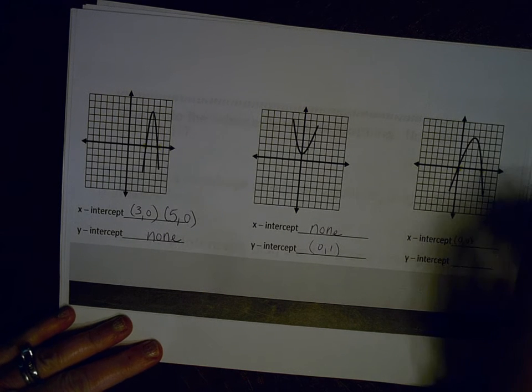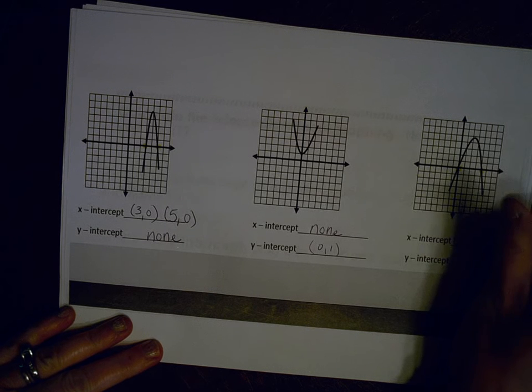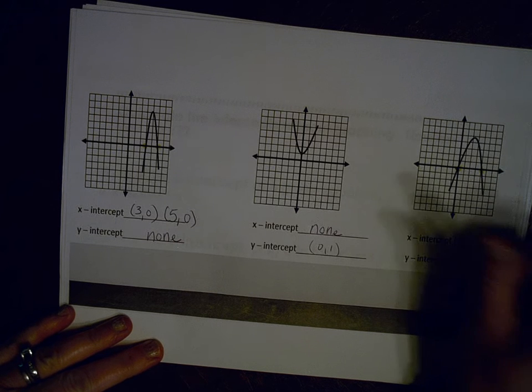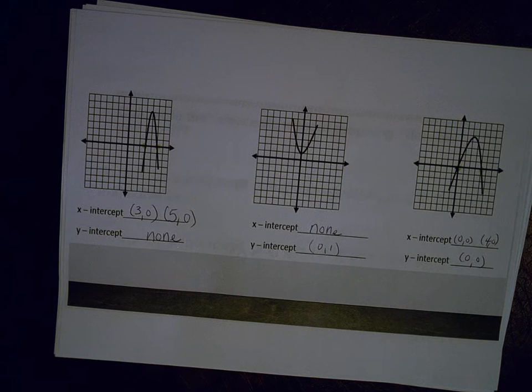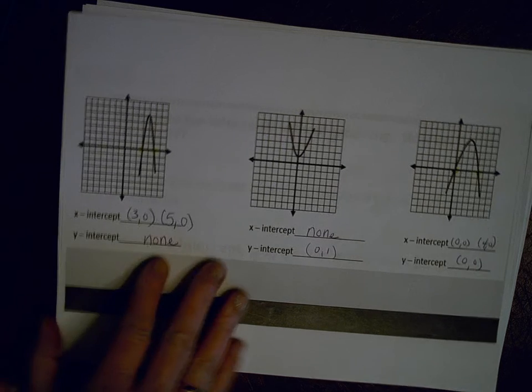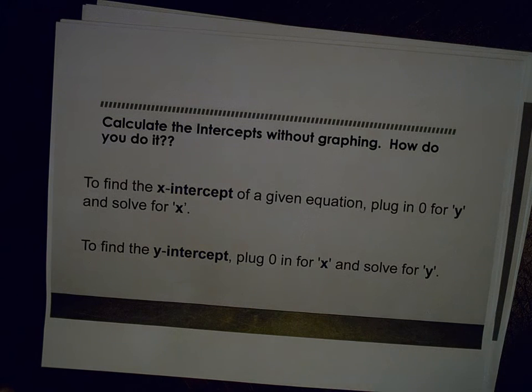1, 2, 3, 4. 4, 0. And then the y-intercept is also at 0, 0. So the y-intercept and the x-intercept could be the same, but not be the only x-intercept or the only y-intercept. Okay, so how do you calculate the x-intercepts or y-intercepts without graphing?